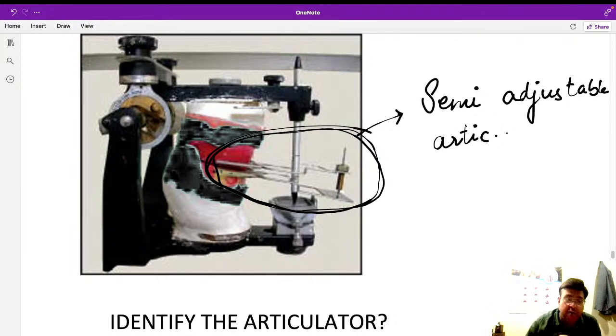A few of you have written mean value. Now, if you remember when you were making complete dentures in your colleges, did you utilize something like this as a tracer to put it on the articulator? No. Why? Because a mean value articulator will not accept these records, right?